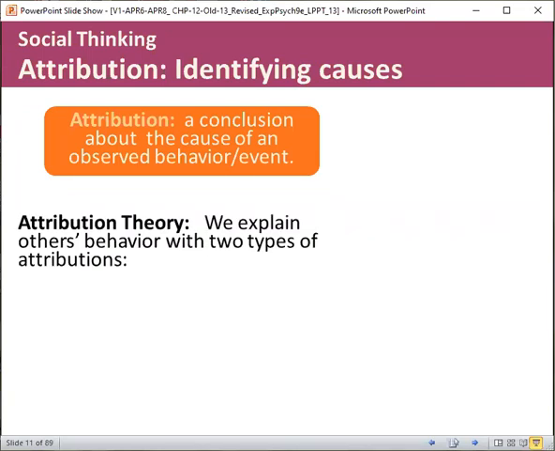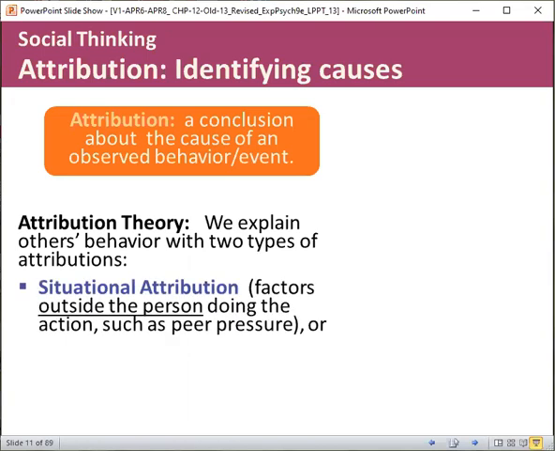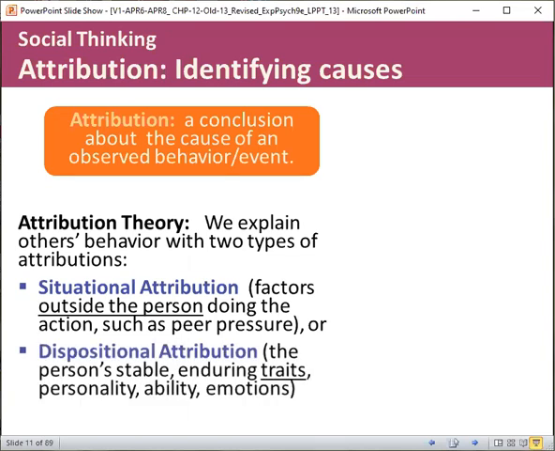And so in attribution theory, we explain others' behavior with two types of attributions, two types of causes. We're always looking to see why someone, a close friend of ours, behaves a certain way or does certain things. We can do it one of two ways. We can look at the situational attribution. This is factors outside the person, external to the person, such as peer pressure, which exerts forces on the individual that cause them to behave a certain way. Or we can look at dispositional attribution. This is the person's stable, enduring traits, their personality, their ability, their emotions.